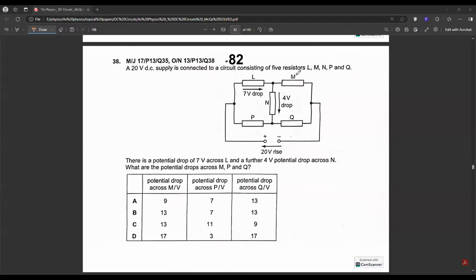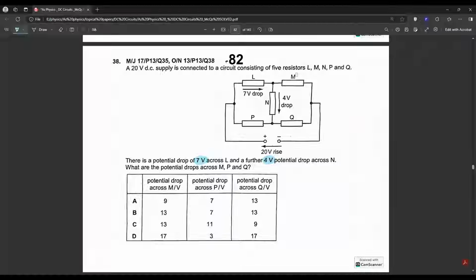Okay, let's see this question. A 20 volts DC supply is connected to a circuit consisting of 5 resistors L, M, N, P and Q. There is a potential drop of 7 volts across L and a further 4 volts drop across N. What are the potential drops across M, P and Q?